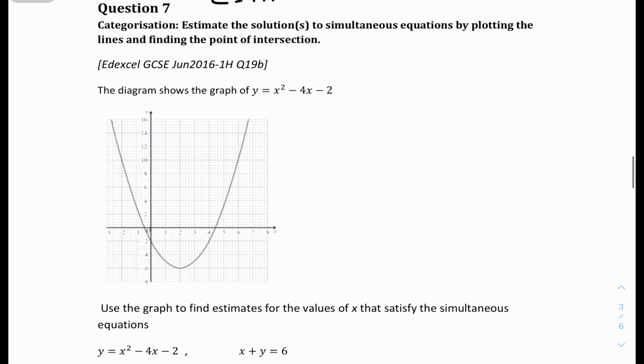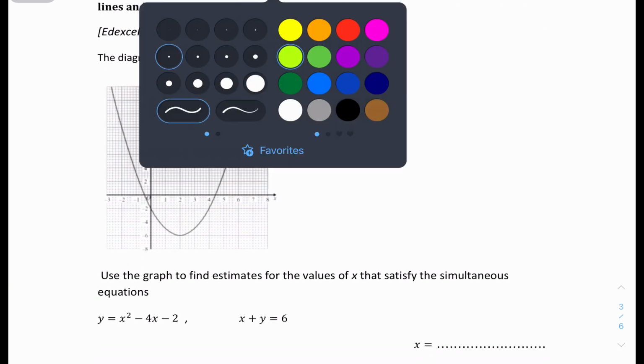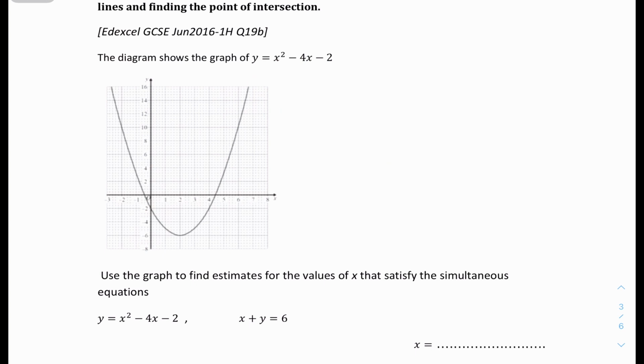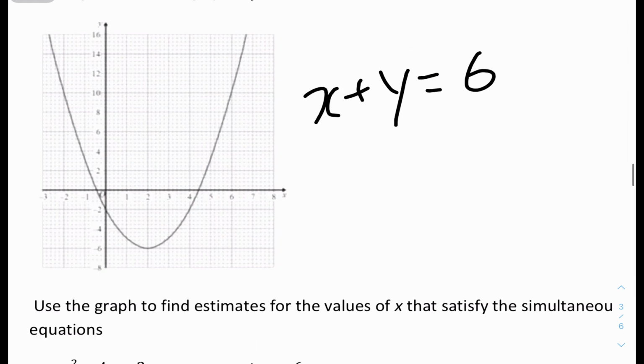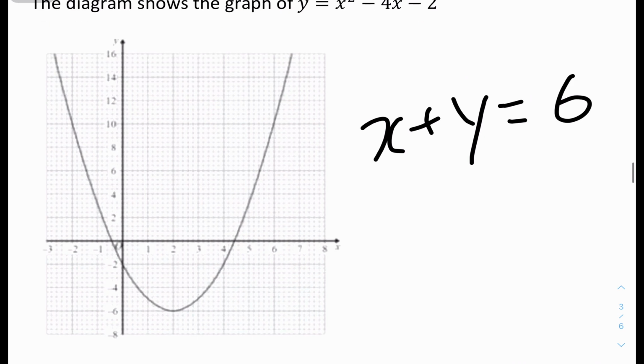So number 7, it shows a graph of y equals x squared minus 4x minus 2. Use the graph to find estimates for the values at the intersection between y equals this equation and x plus y equals 6. So graphing is one of the methods used to solve simultaneous equations, as seen in the last video. So let's plot some points for x plus y equals 6. When x is 1, y will be 5. So that's the first point right here.